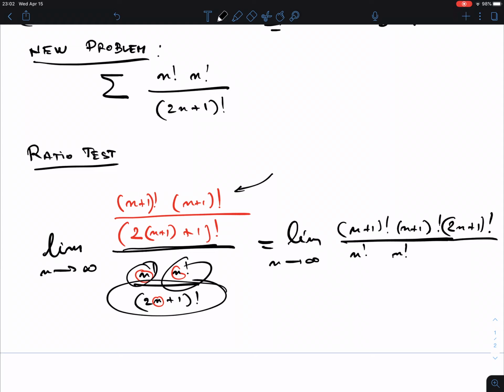So what is this now? Well, let's work it out. We have to distribute this one. That's 2n plus 2 plus 1. So it's really (2n+3)!.